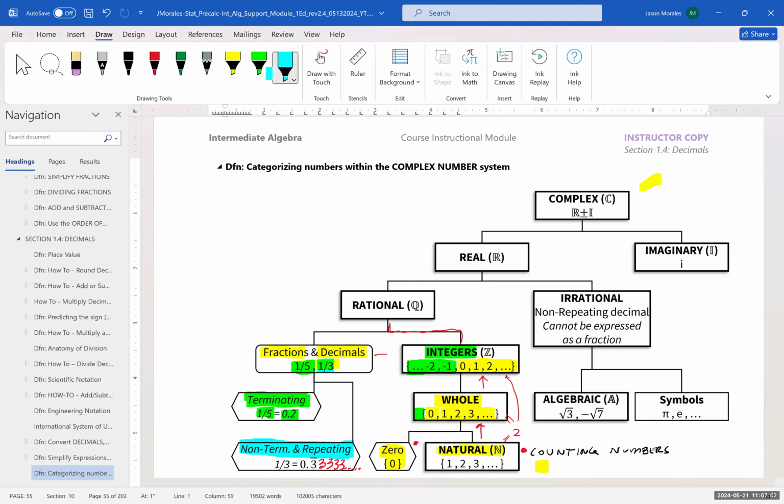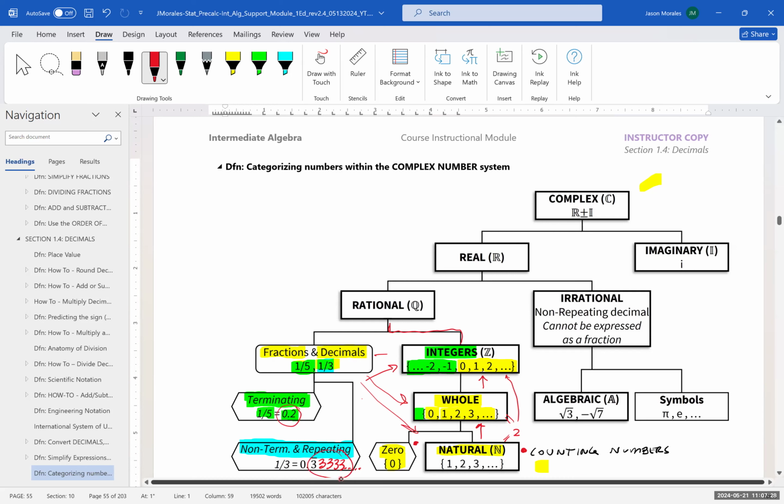Okay, so 1/3 is 0.3 repeating, which means these threes just keep going and going and going. That's what we mean by non-terminating and repeating. All right, so we can have fractions and decimals, and you'll notice that fractions and decimals do not fit in the integers, they don't fit in whole numbers, and they don't fit as counting or natural numbers, because integers can only be a single number. They can't be expressed as a decimal. So that's why this branch of the flow chart is separate from this branch of the flow chart.